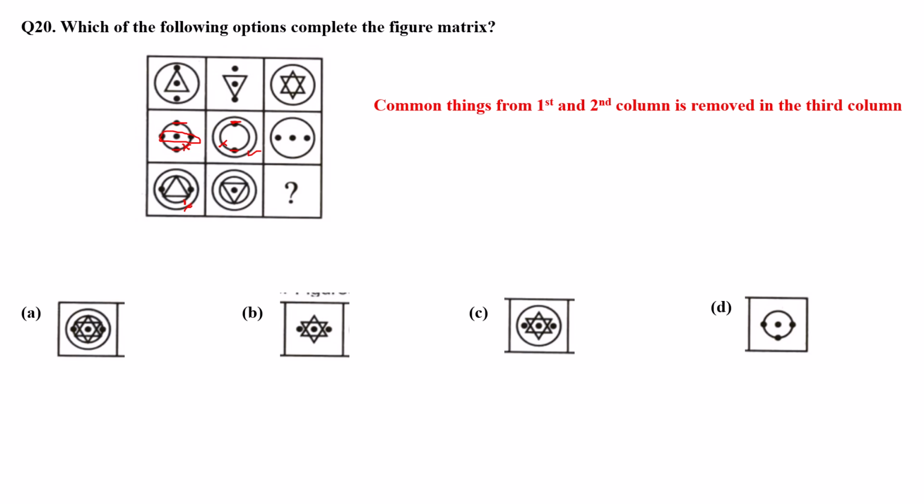But C option you cannot take because a circle is there. Both the circles are common in both parts, isn't it? So C will not be the option, only the option left is B. And you see all these three dots will be present because these two dots were in the inner circle and this dot is in the center. So that is not common, isn't it? So the answer is B option.